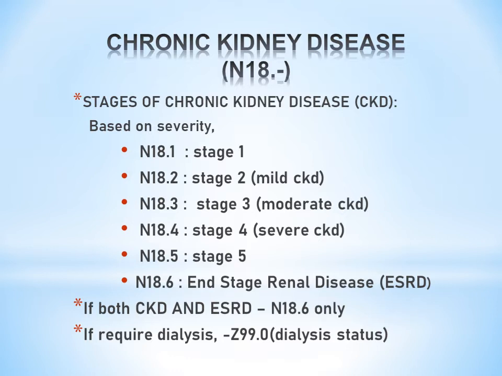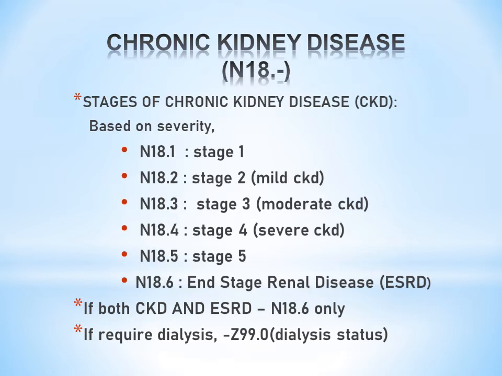In some cases the documentation will state mild CKD, moderate CKD or severe CKD. In that case, if it is mild CKD, we have to take code N18.2. If it is moderate CKD, we have to take code N18.3, and if it is severe CKD, we have to take code N18.4. Next one is N18.6, that is end stage renal disease or ESRD.